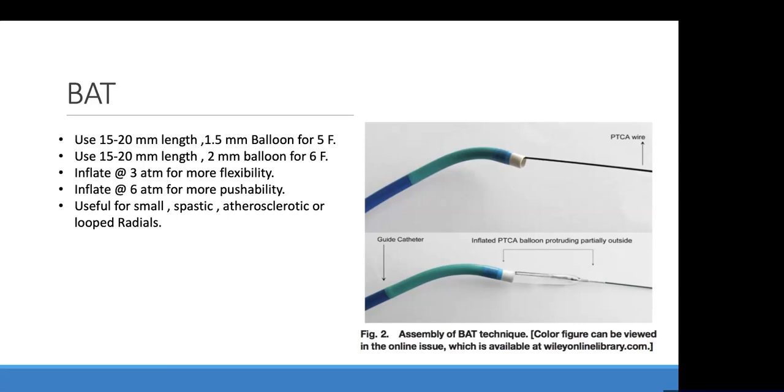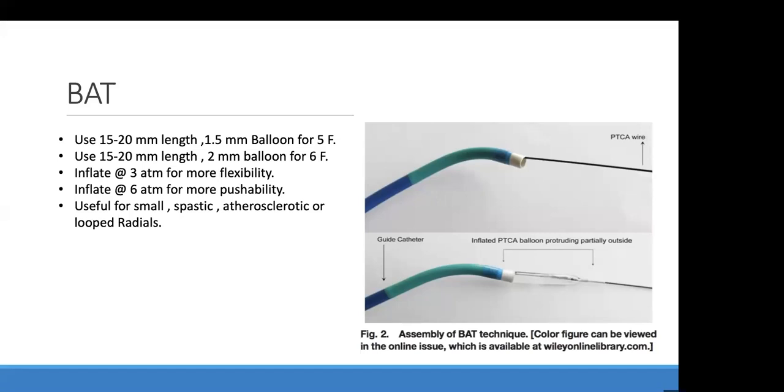You put half of the balloon inside the guiding catheter and the other half outside, to pave your way and to make it smooth for your catheter to pass through, whether there is spasm, tortuosity, or atherosclerosis. It is very effective. Every time I use it, it worked, except once, because it was too painful for the patient and I had to stop.